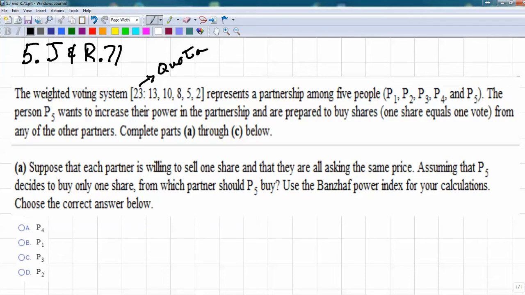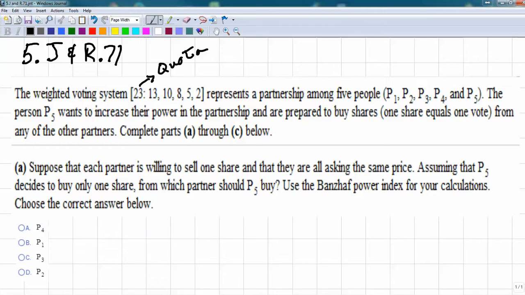It says, suppose that each partner is willing to sell 1 share and that they are all asking the same price. Assuming that P sub 5 decides to buy only 1 share, from which partner should P sub 5 buy? Use the Banzhaf Power Index for your calculations. Choose the correct answer below. And your answers are going to be P sub 4, P sub 1, P sub 3, and P sub 2.